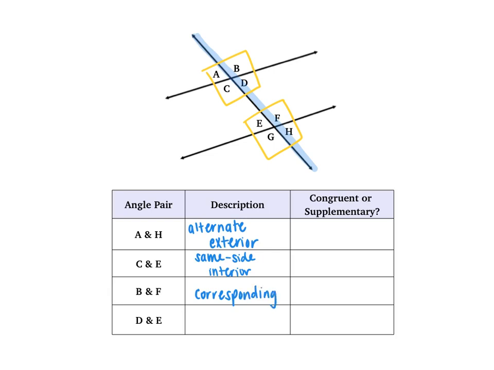And then finally, I have D and E. They're on alternate sides of the transversal in between those parallel lines. So those are alternate interior angles.